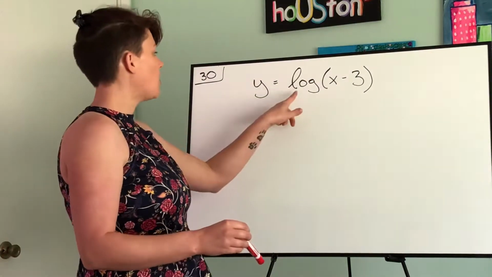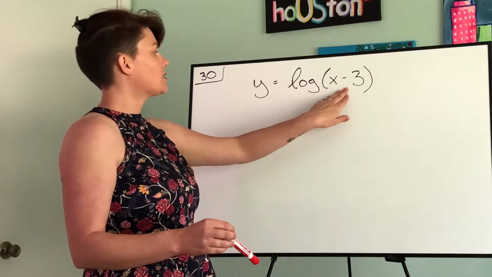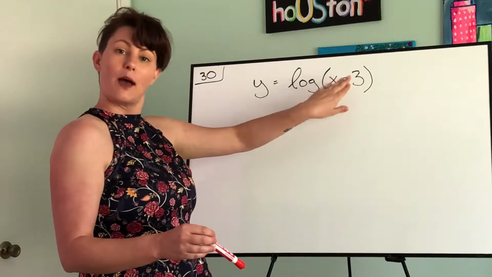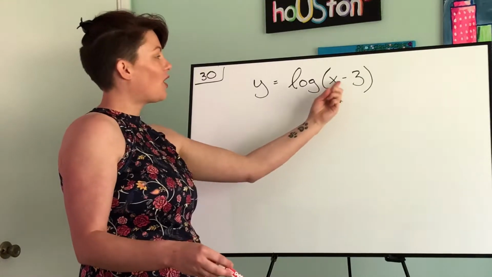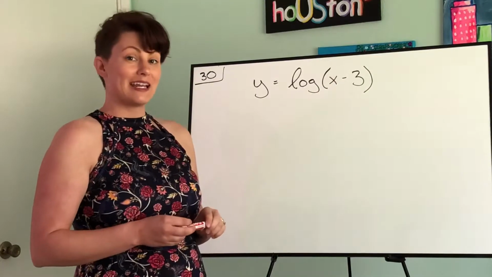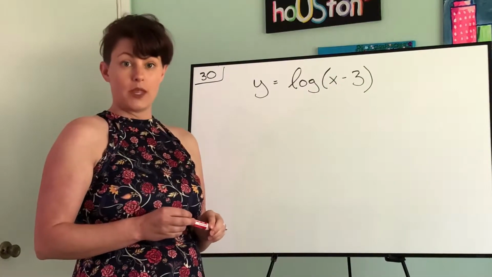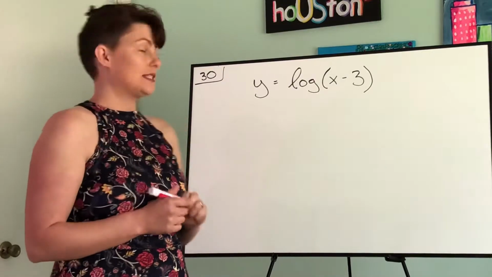Now we know that this is called the argument. I've never called it that before, but I read in the packet that this is called the argument. We know that the argument for a log can never be negative, and it can also not be 0. You can't take the log of 0.